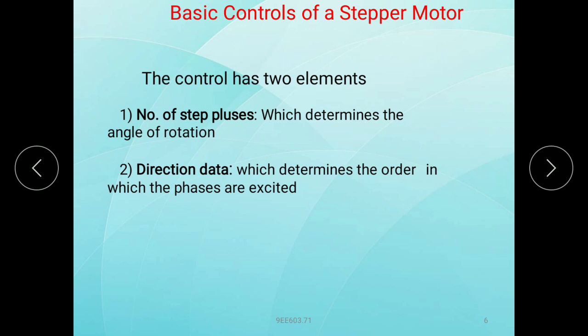So once again, the control has two elements. The first one is the number of step pulses, which determines the angle of rotation. The second one is the direction data, which determines the order in which the phases are excited, forward or reverse.